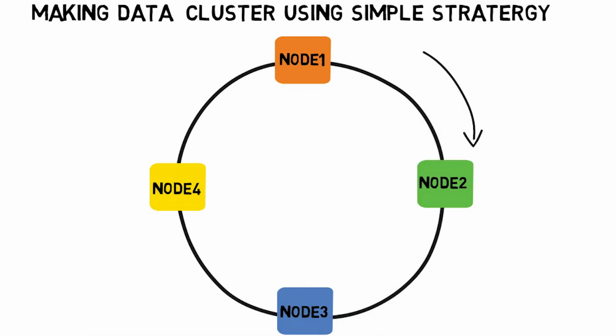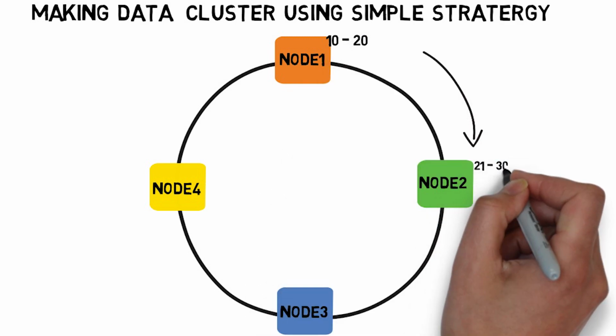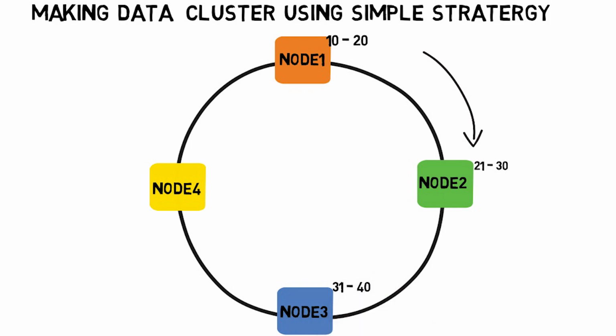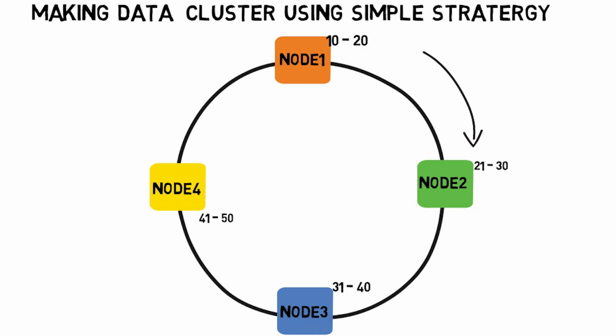Another thing you need to do is assign a token range to each node. What this token range will do is help us write the data into the node. How, that we will understand in a moment. So let me assign the first token range to each node. My first node has the range from 10 to 20, my second node has the range from 21 to 30, my third node has the range from 31 to 40, and my fourth node has the range from 41 to 50. So this is how the range assignment is done.